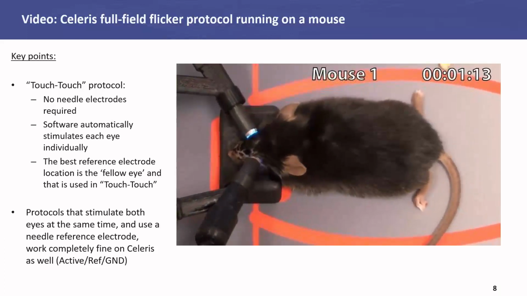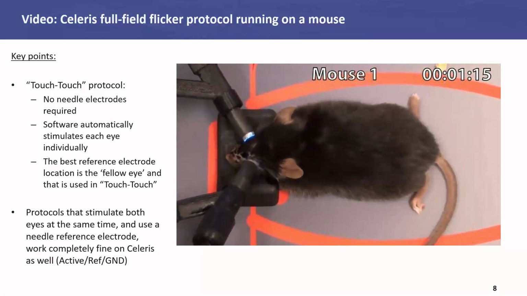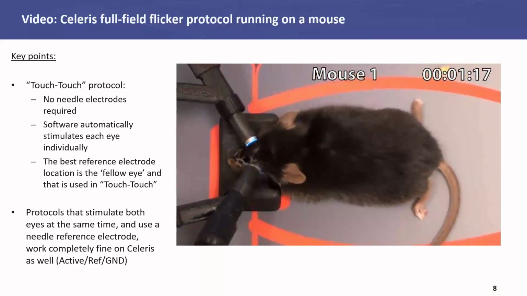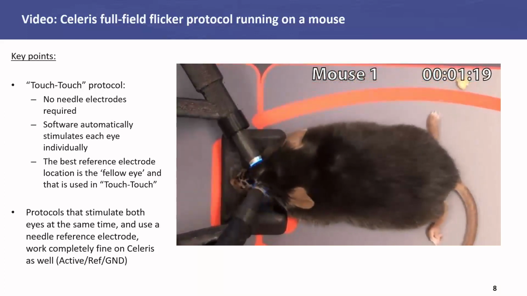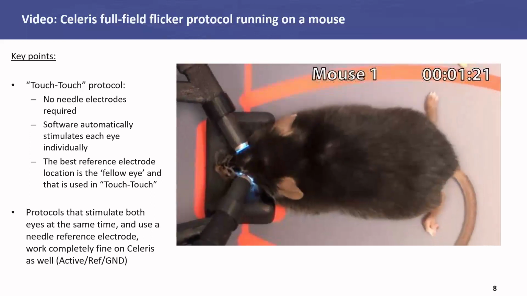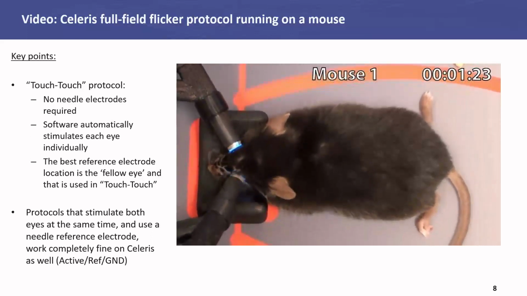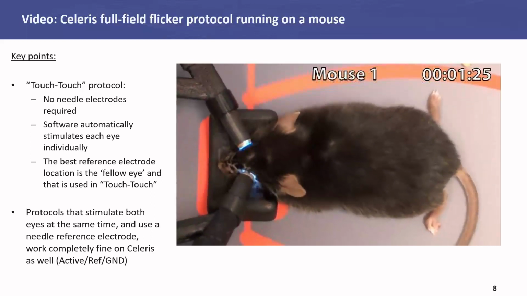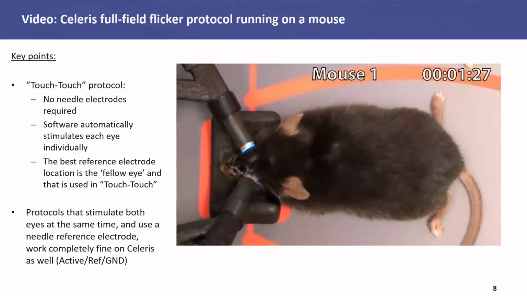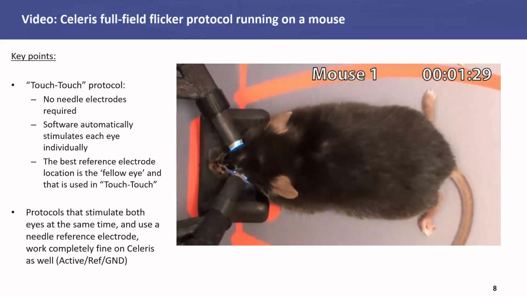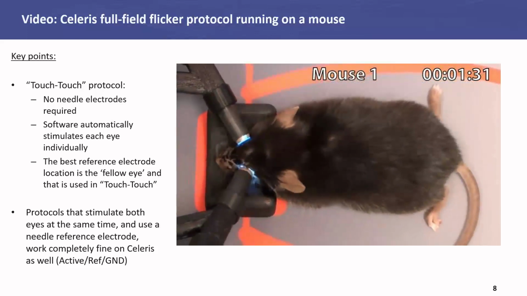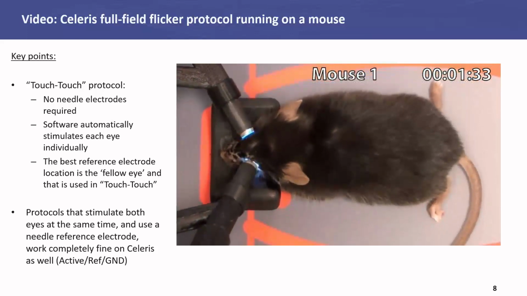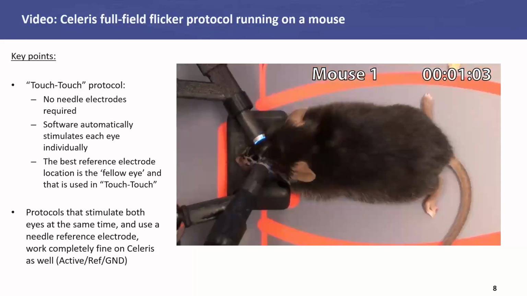So this video here shows a mouse being stimulated with a flicker ERG. You can see it started with the right eye, and then it moves on to the left eye as soon as the right eye is finished. Protocols that stimulate both eyes at the same time and use the standard needle reference electrode in the forehead work completely fine on the Celeris as well. You'll hear me refer to those during the presentation as active reference ground protocols. So we can do those as well.